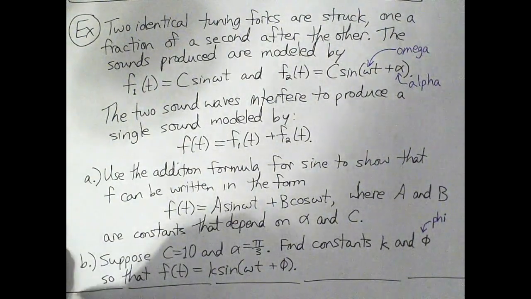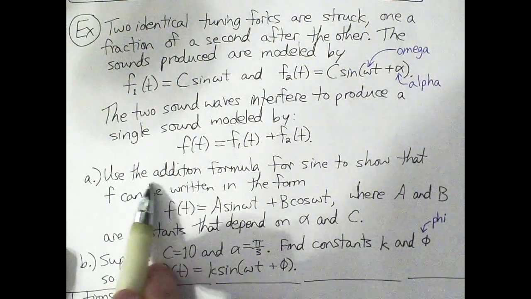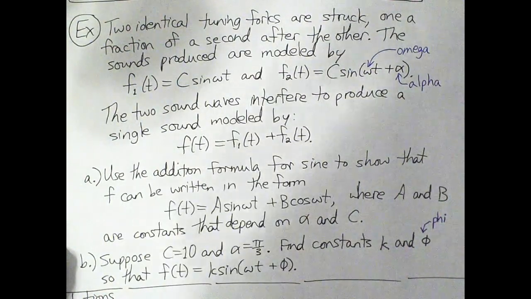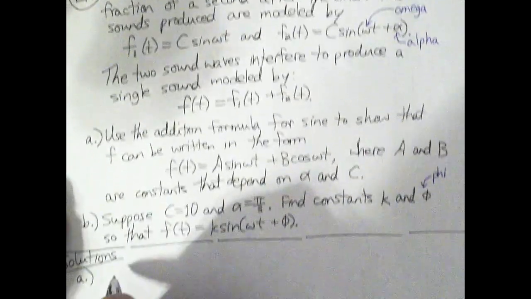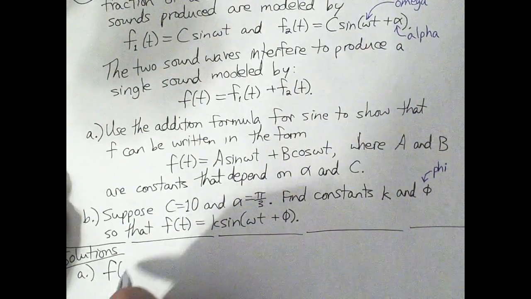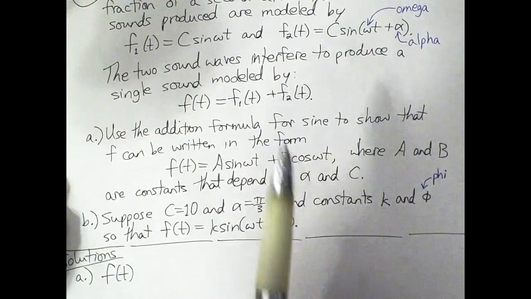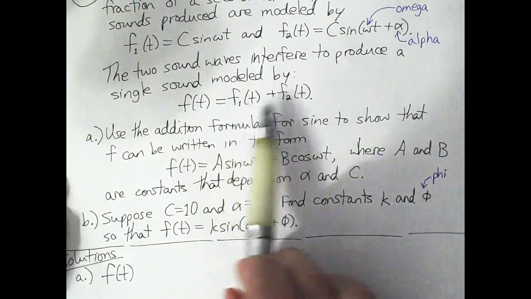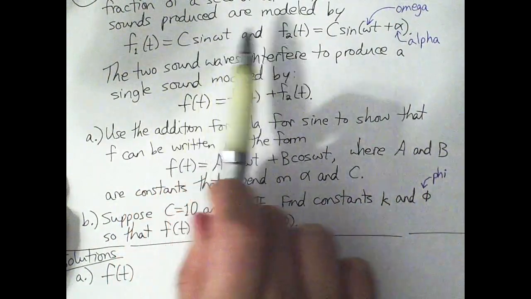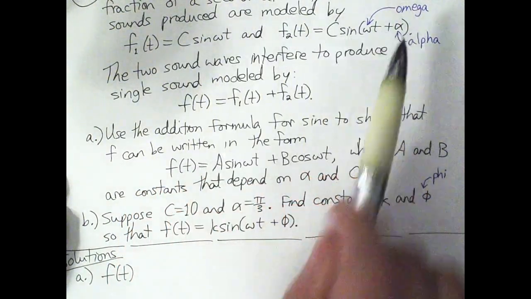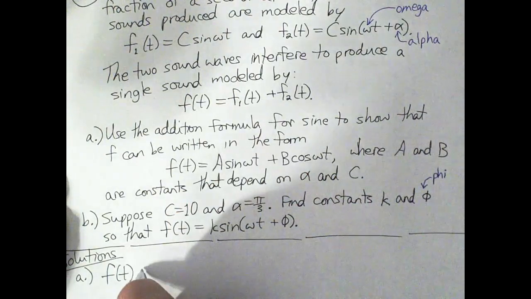All right, so solutions. Let's just start by doing what it says. It says use the addition formula. So let's start by writing f of t. How about that? Solutions. All right, part A. F of t. What I'm going to do first is, instead of writing it as f1 plus f2, I'm going to write it as c sine omega t plus c sine of this. Let's start with that.